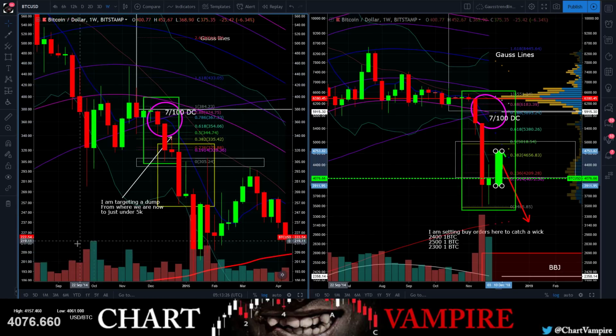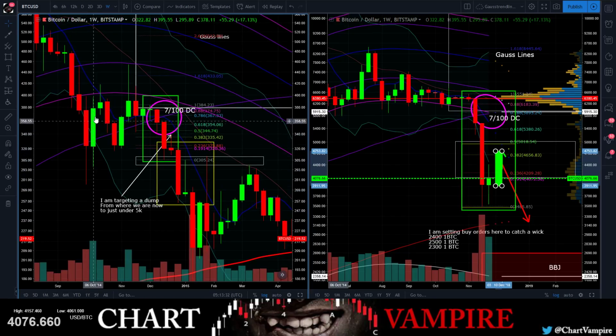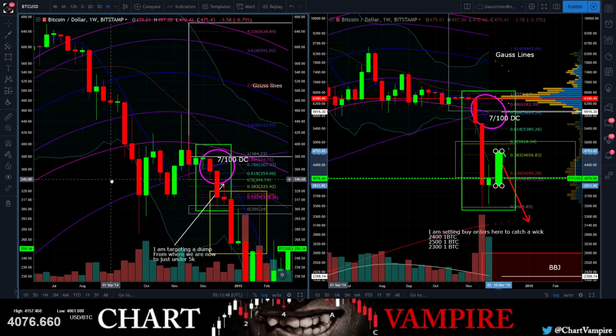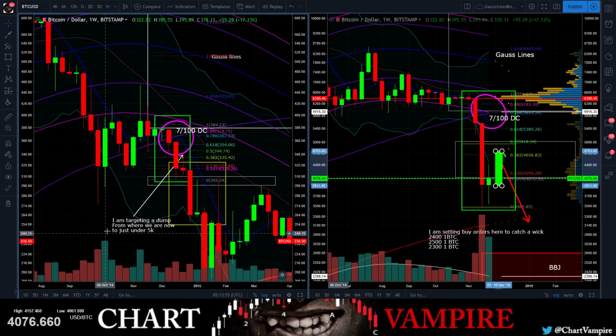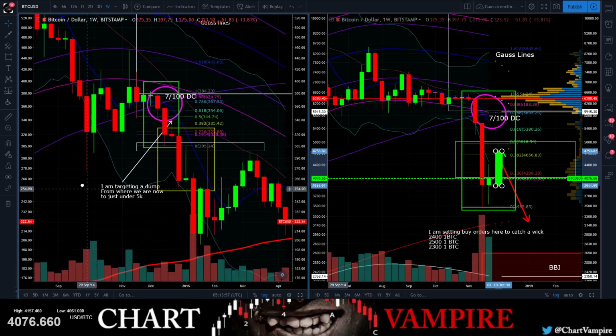Now, this volume profile right here looks very similar to this volume profile. This shows a full retracement. Oh my God, if we did this, or is it this candle right here? No, because it would have to be over here, because this is the same volume profile right there.